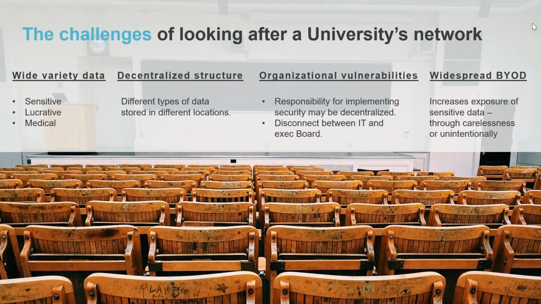Generally speaking, universities also have a parallel organizational vulnerability. They tend to lack the sort of top-down structure that is quite useful when you're trying to enforce security policies, because the responsibility for keeping the data safe is held by different people and different stakeholders. And that makes things by default very difficult to track and very difficult to enforce.